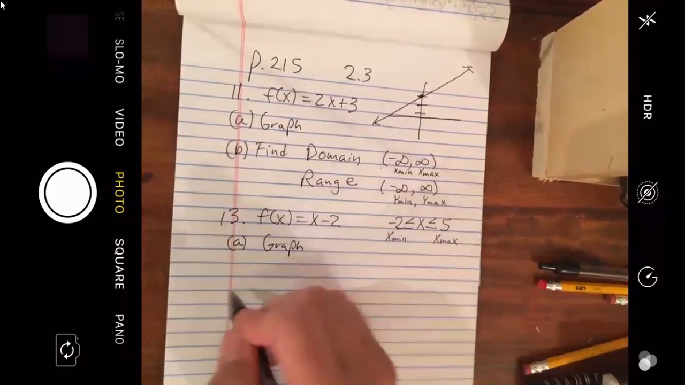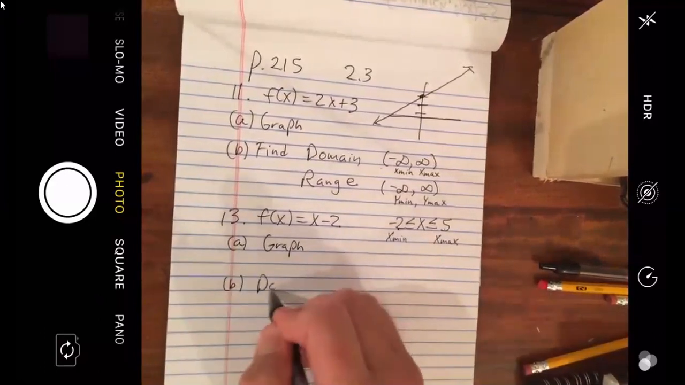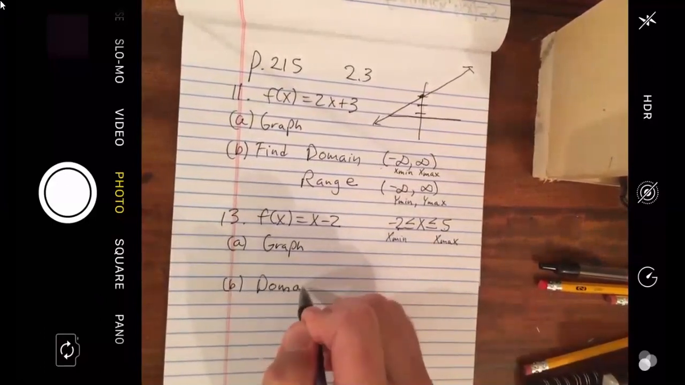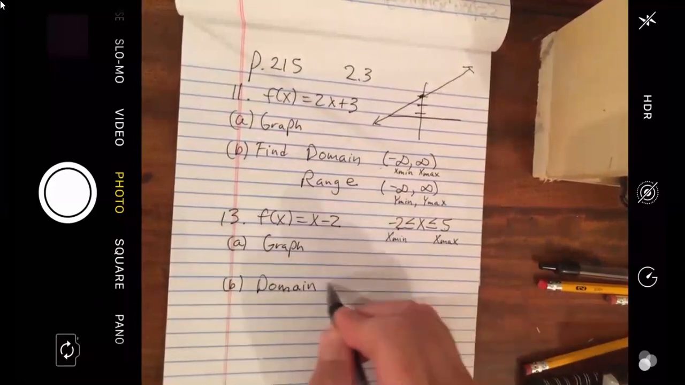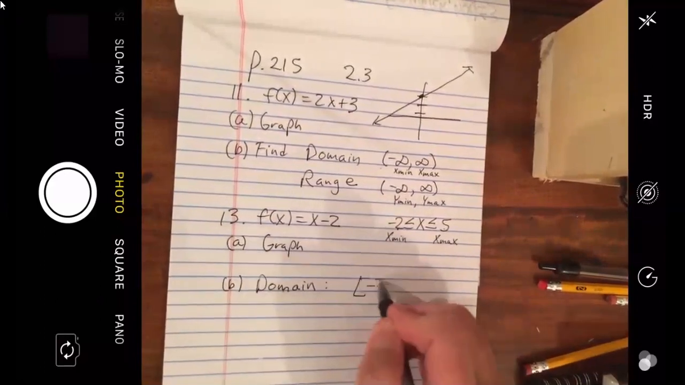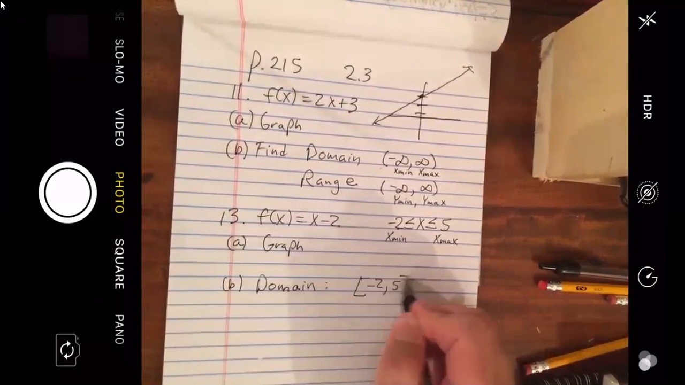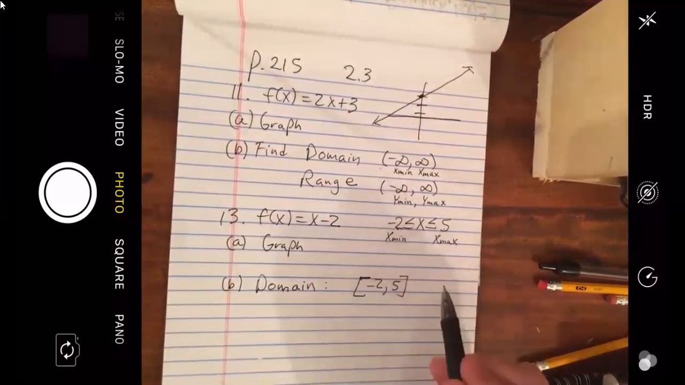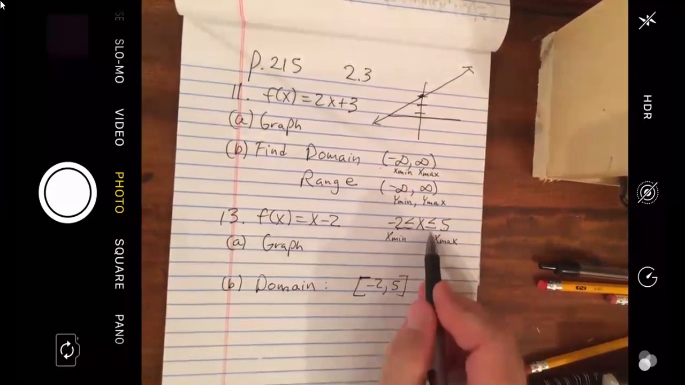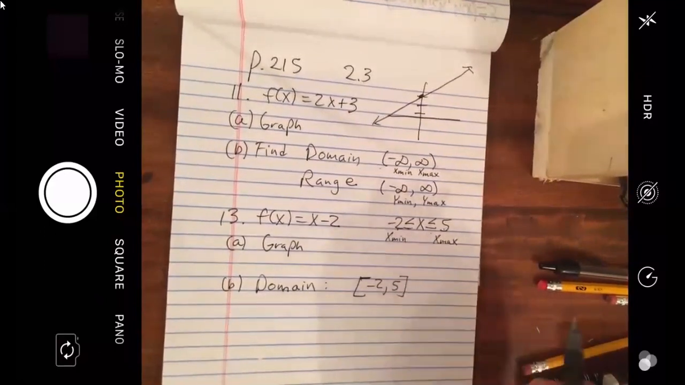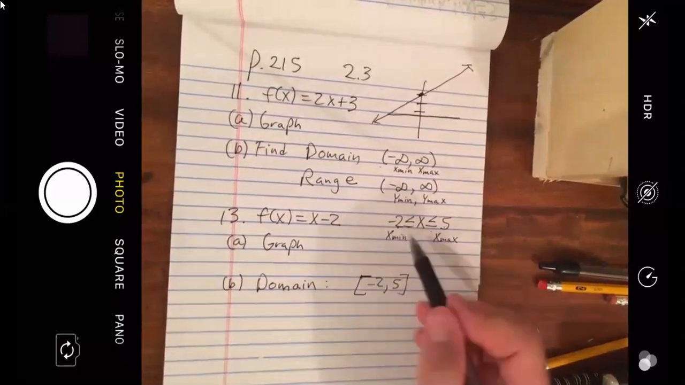But if I jump to part B, they're just flat out giving me the domain. They're telling me to make the domain bracket negative 2 comma 5. And again, there's brackets because of the or equal to's. If they'd left off one of the or equal to's, there'd have been a parentheses. So you see how this is even easier? They're just flat out giving me the domain.